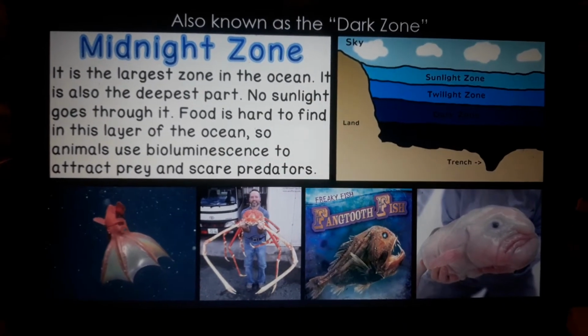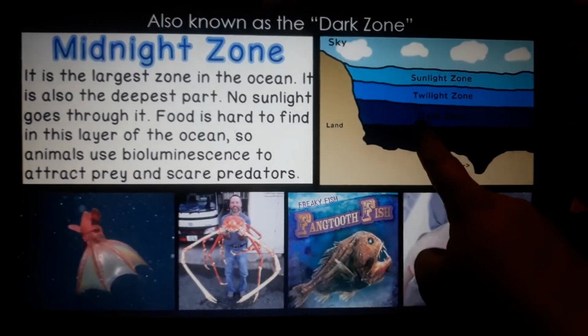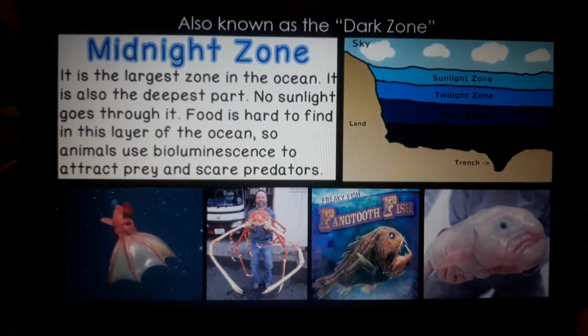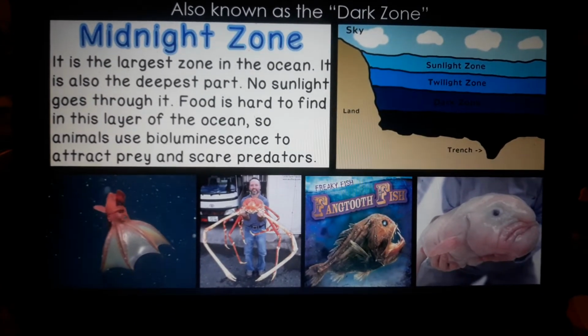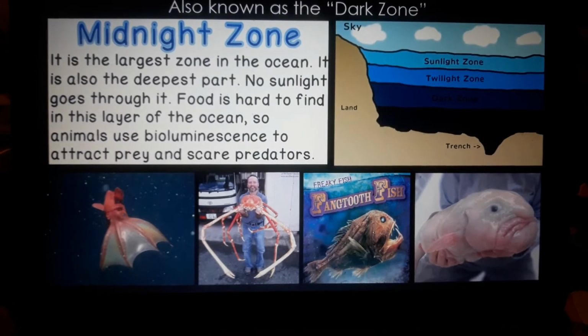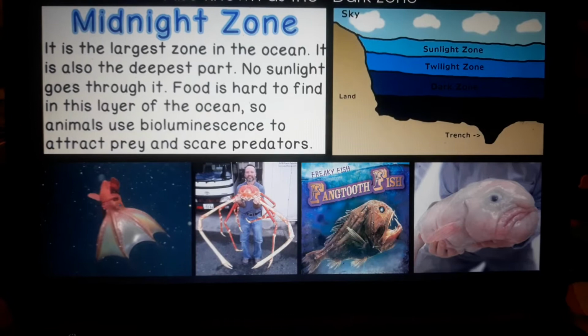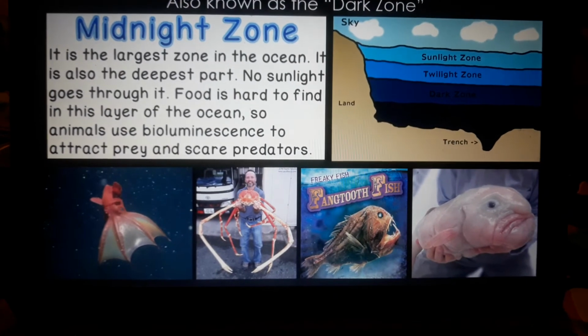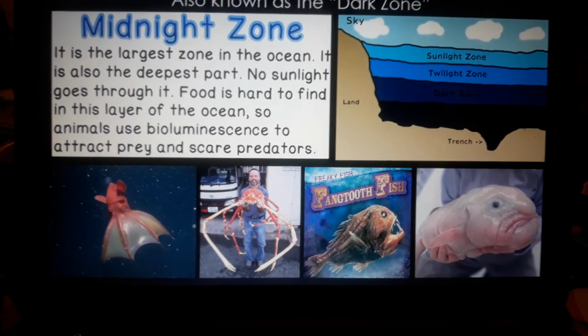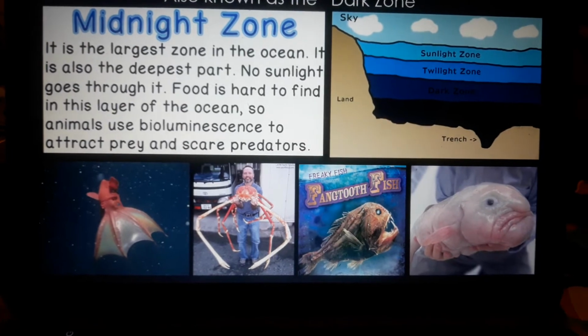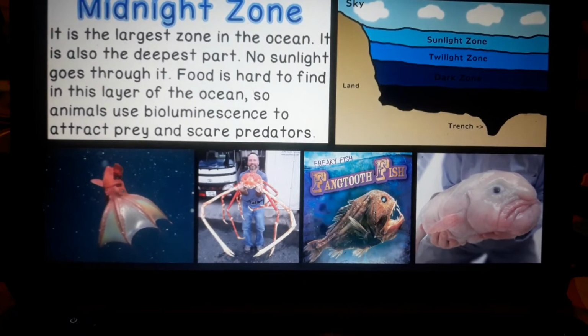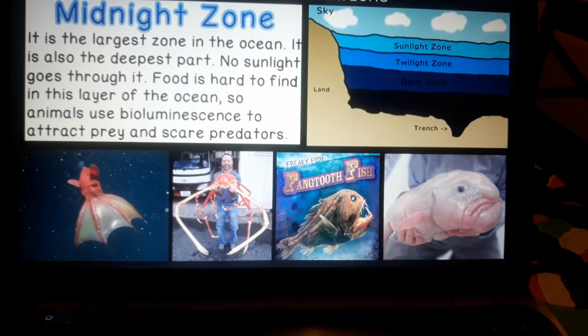Now, remember I told you the farther down you get in the ocean, the weirder the critters start to look? Well, I'll show you in a second. This is the largest zone in the ocean, and it's also the deepest part. No sunlight goes through it, so it's called the midnight zone or the dark zone. Food is pretty hard to find in this layer of the ocean, so animals use bioluminescence to attract prey and scare predators, and we're going to take a look at those in just a second.